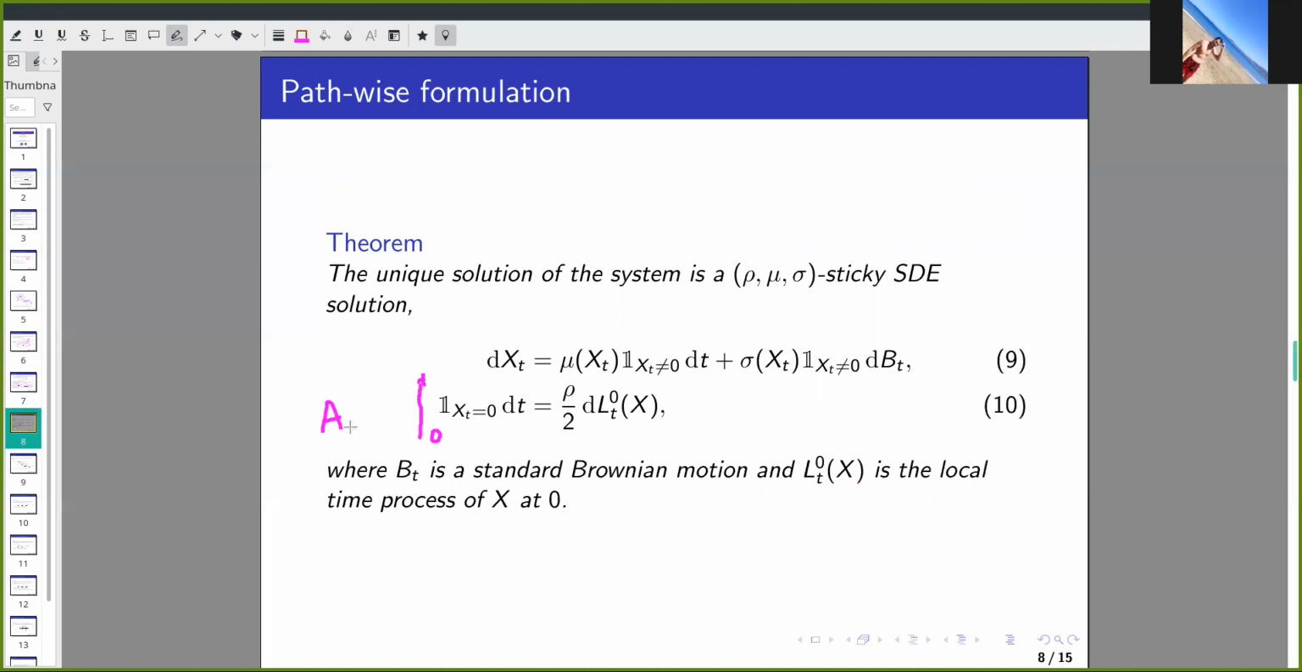A_t^0(X), this is the occupation time at 0, is actually proportional to the local time. And also we can write this, which will be important later. If we divide the occupation time by the local time, modulo a 2 or a half, we get the stickiness parameter.